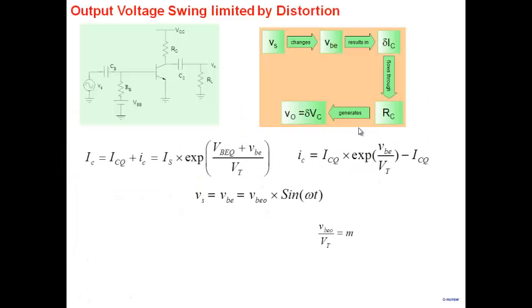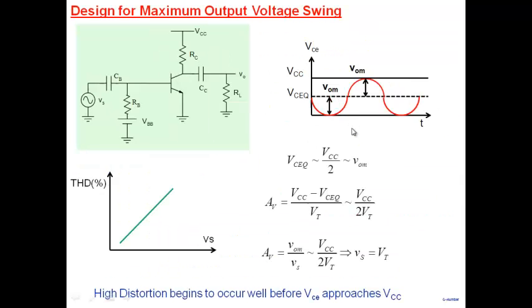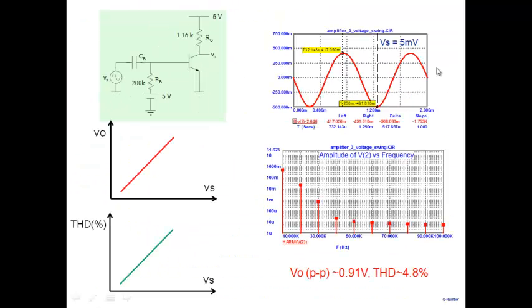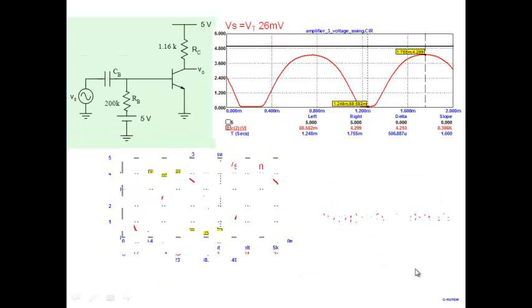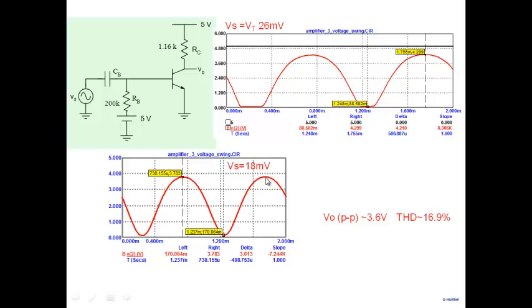Go back and see, something similar is what we are getting. 5 millivolt, we applied, we got 4.8% total harmonic distortion. In another case, we applied 18 millivolt, we got 16.9, close to the 18 itself. So harmonic distortion, to first order, is approximately the same as the input that you apply here.